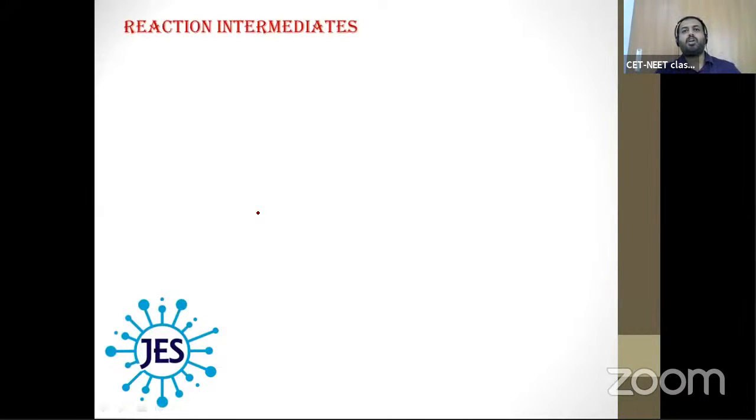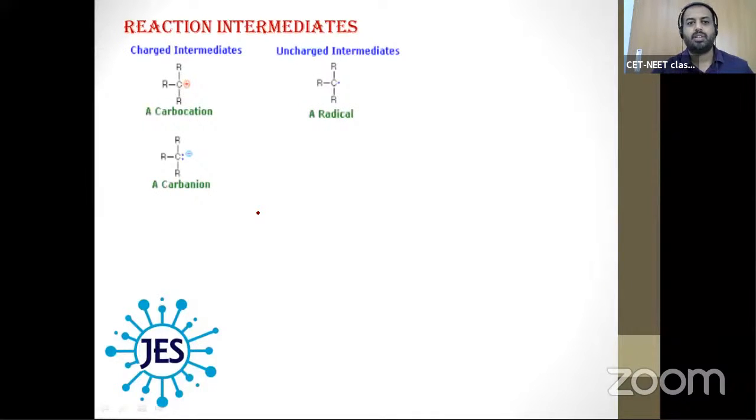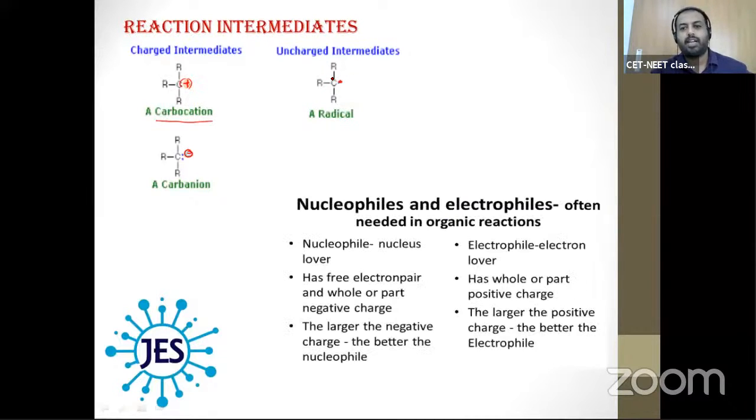Next, you come across a set of species called intermediates, which are formed in one step and get consumed in the next step in a reaction. Some of the common intermediates are carbocation, species with a positive charge on carbon atom. Then carbanions, species with negative charge on carbon atom. And free radicals, species with odd electron. Then you have reagents.